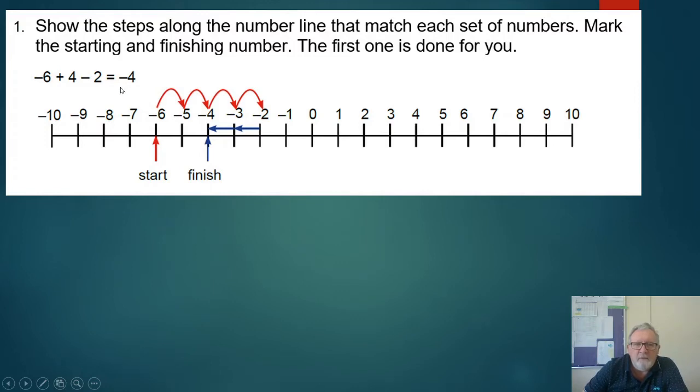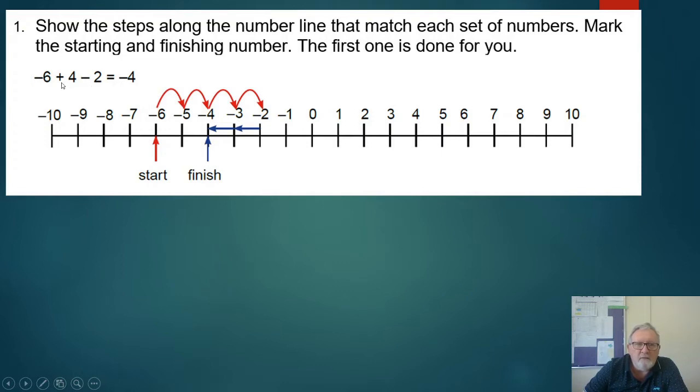Now, the easiest way for you to start thinking about it is, if you look at the beginning of the number sentence, think of that as your starting point. So -6 is our start, and on the number line it's shown here. Then we're going to add 4, take 2, and see where we finish up.